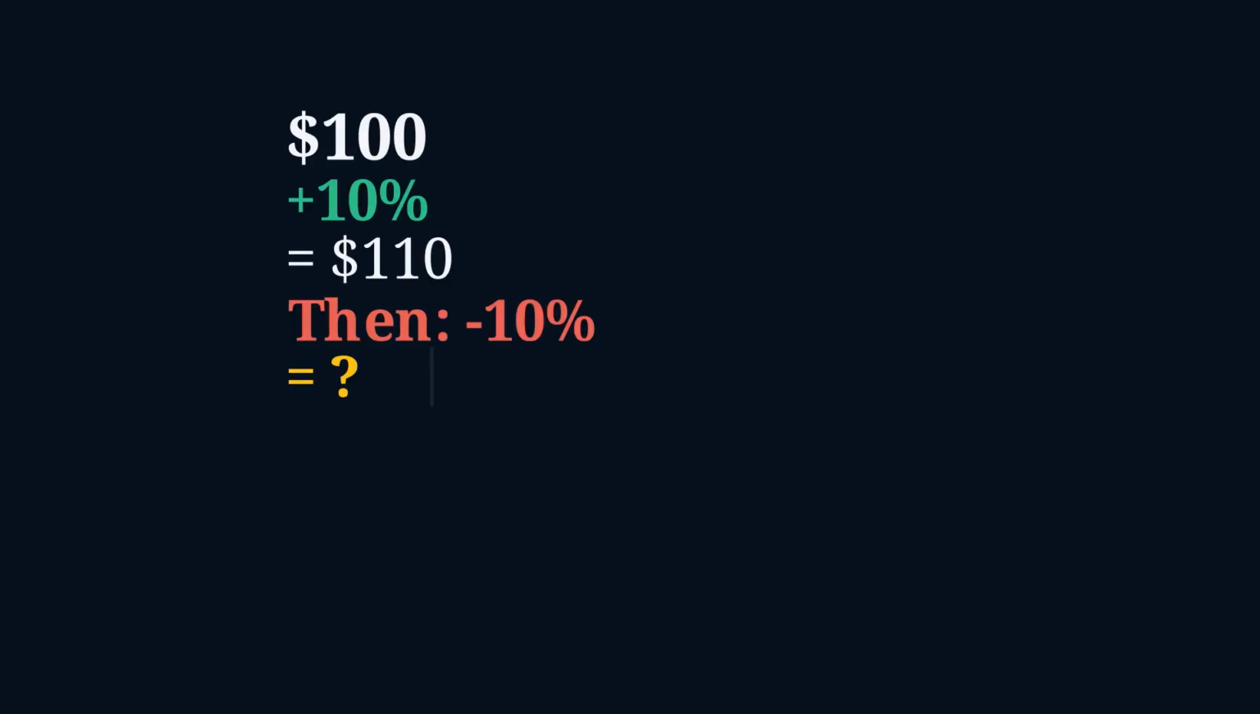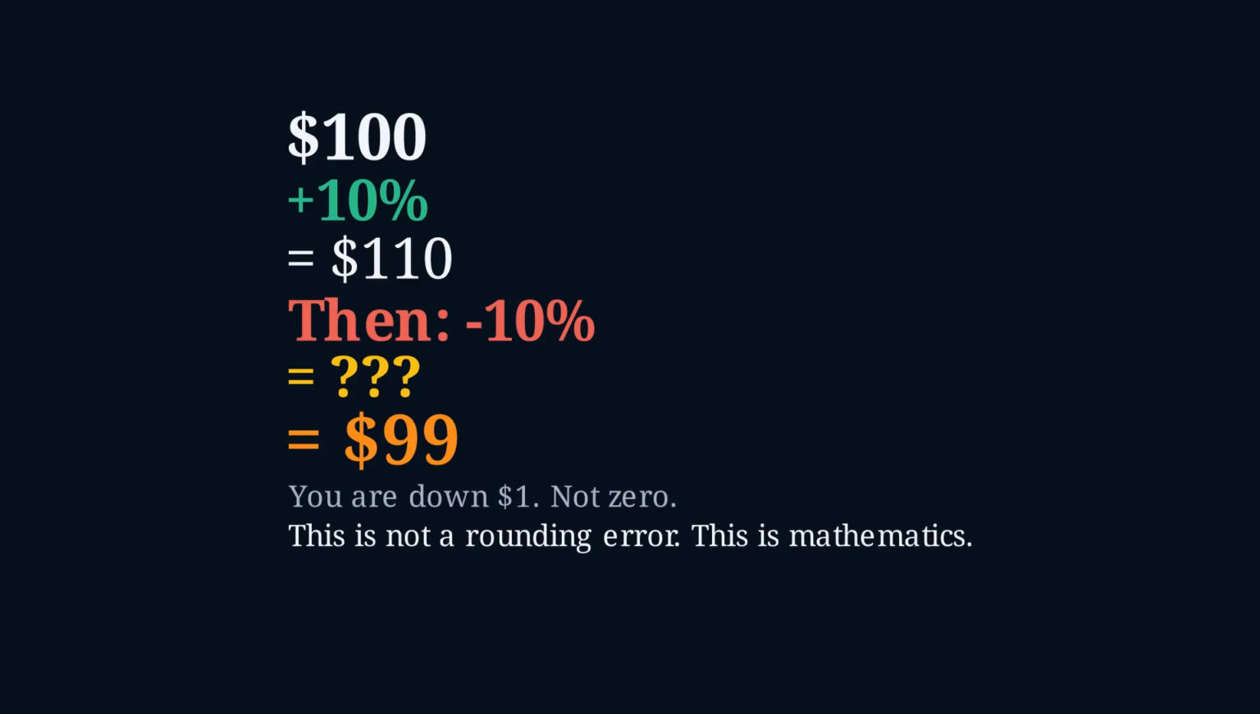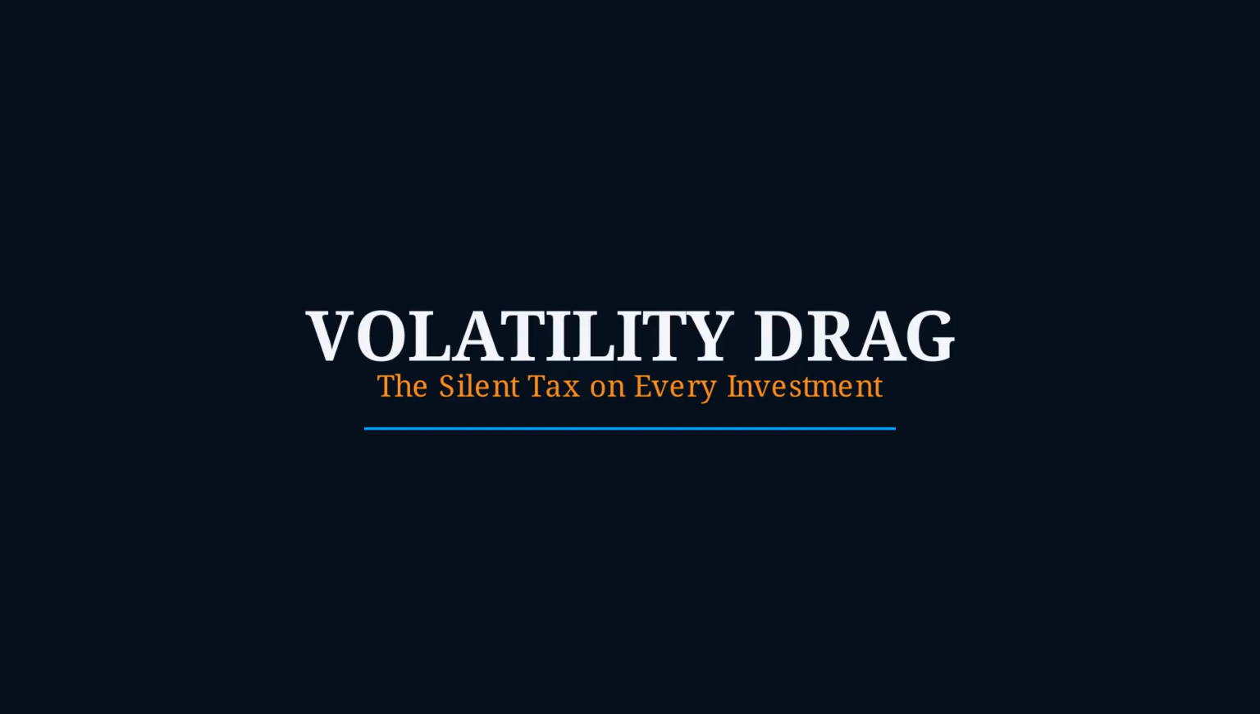Most people think this sequence breaks even. Start with $100, gain 10%, and you have 110. Lose 10%, and intuition says you are back to where you started. But that intuition is wrong. You end at $99. Not 100. You are down 1%, even though the arithmetic average of plus 10 and minus 10 is 0.